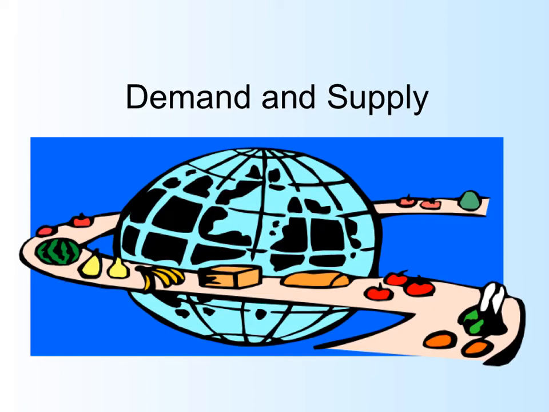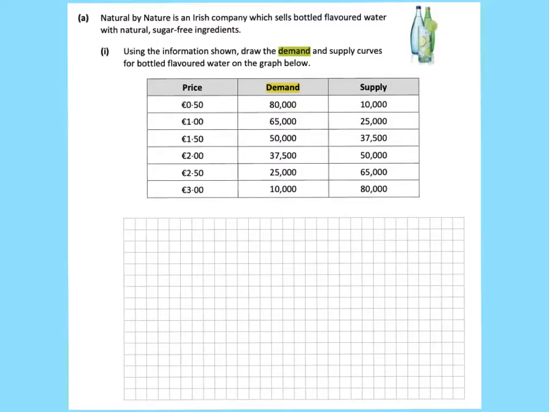Hey guys, so for the first part of this video, I'm just going to go through the questions I set for homework on demand and supply. Natural by Nature is an Irish company which sells bottled flavoured water with natural sugar-free ingredients. Using the information shown, draw the demand and supply curves for bottled water on the graph below.